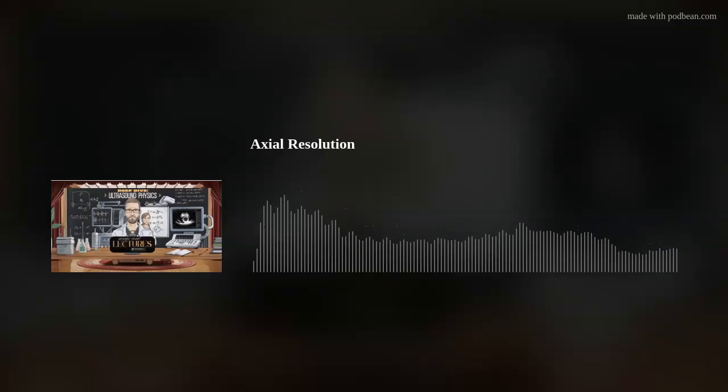So the shorter you can make that pulse length, the better you can see things that are close together. And that's where it gets interesting. The pulse length depends on two main things: how many cycles are in the pulse and the wavelength of each cycle. Okay, so fewer cycles means shorter pulse?